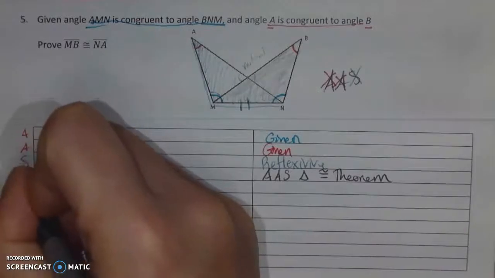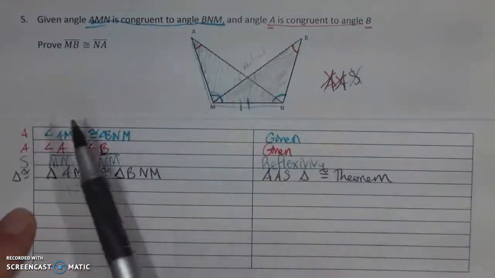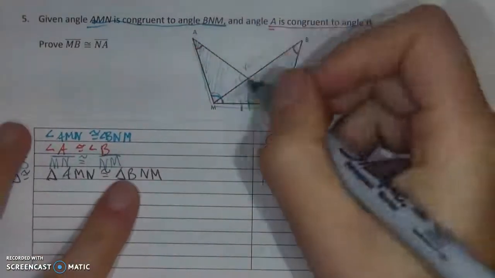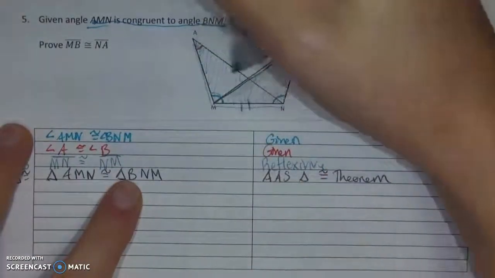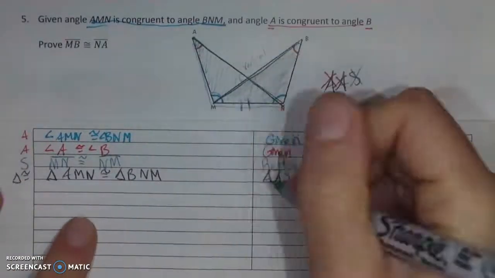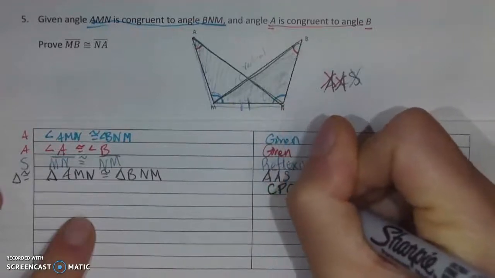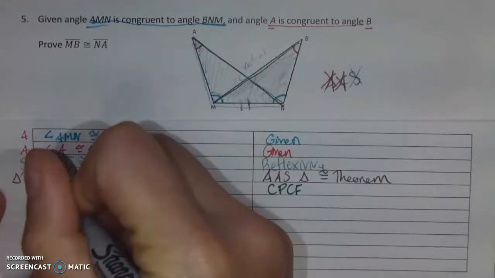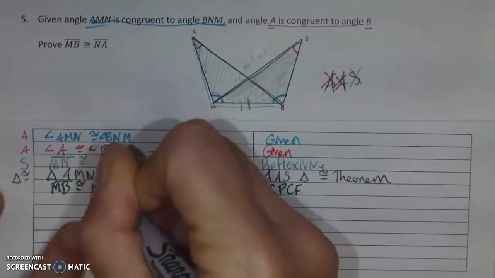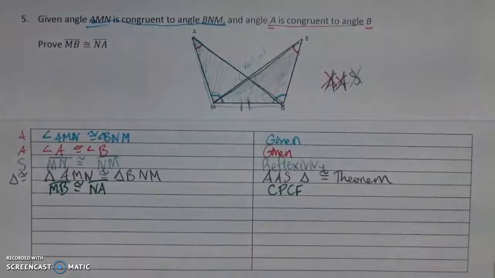Now, normally we would be done if we were trying to prove that triangles are congruent. But here we are not trying to prove triangles are congruent. What we are trying to prove is that these two sides, MB and NA, are congruent. Well, these are pieces of those triangles. Therefore, according to CPCF, the corresponding parts of congruent figures, MB would have to be congruent to NA because all of the parts that are corresponding in congruent figures are congruent.